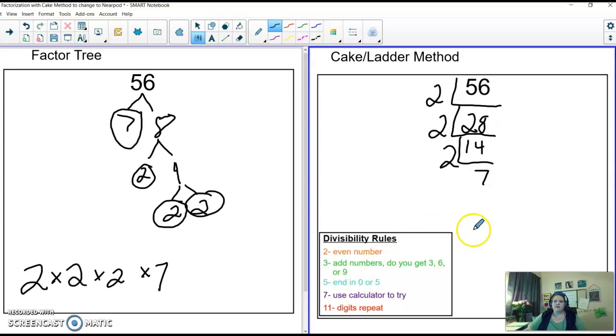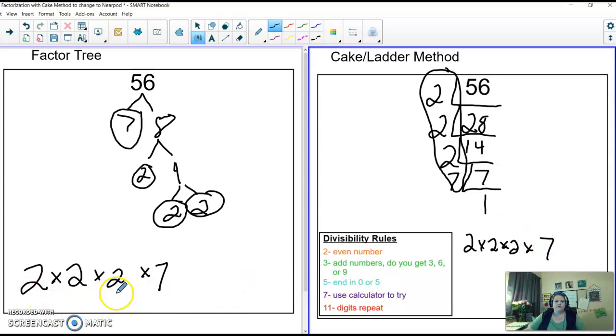For 7, oh wait, 7's one of my numbers, so I can build another layer and put a 7 on the outside. Grab my calculator. 7 divided by 7 is 1. When I get a 1, it's my birthday candle. I am done. So all the numbers to the left are my prime factorization numbers: 2 times 2 times 2 times 7.